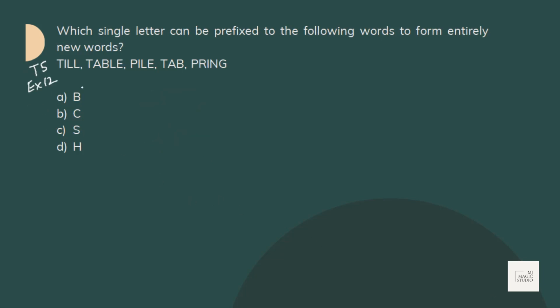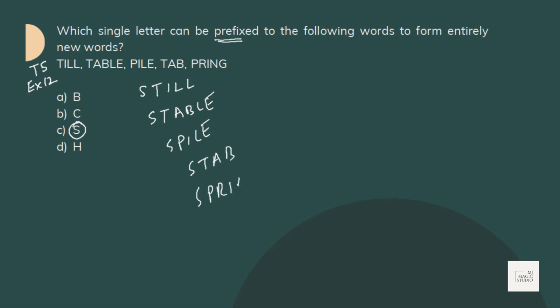So example 12. Which single letter can be prefixed, meaning placed before this group of words, to form entirely new words? Obviously, they should have some meaning. So we will again pick an option and try. If I put B in front of pring, I get bring. But as I see pring, spring, can I put S? Still, yes, stable. It's meaningful. Stab, and spring. Wonderful. So the prefix letter would be S. Option C fits in.